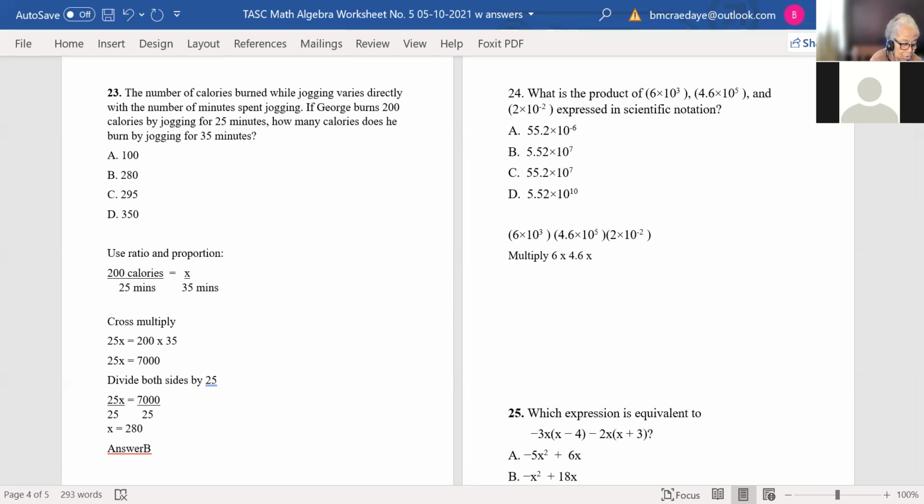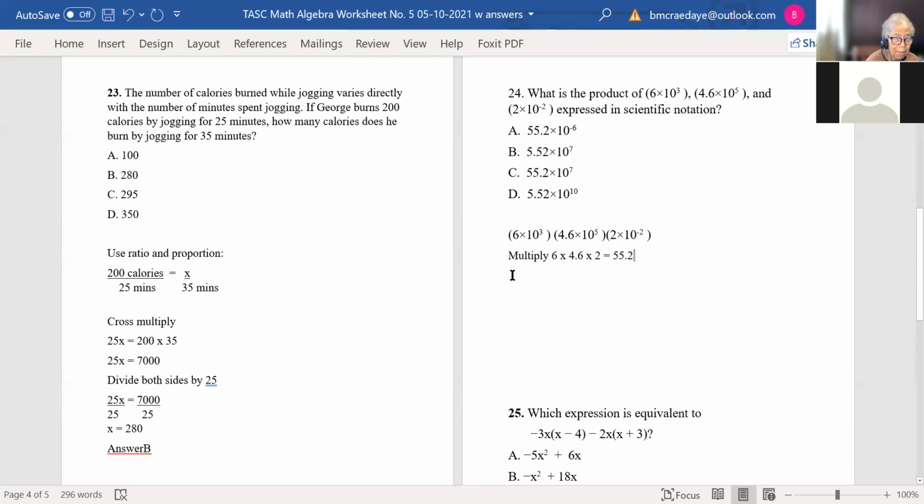6 times 4.6 times 2. What does that give you? Without those other numbers running down the line. 6 times 4.6 times 2. What do you get? 6 multiplied by 4.6 and then times 2. What do you get? 55.2. Okay, so you got 55.2.